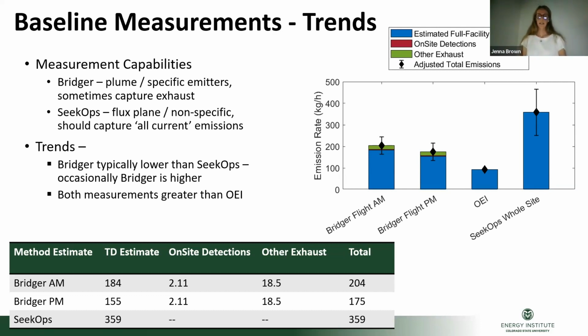So once we did that, the trend that we typically saw was that CCOPS was higher than Bridger, and both these top-down methods are larger than the OEI.